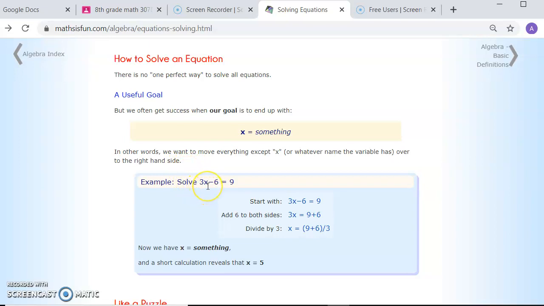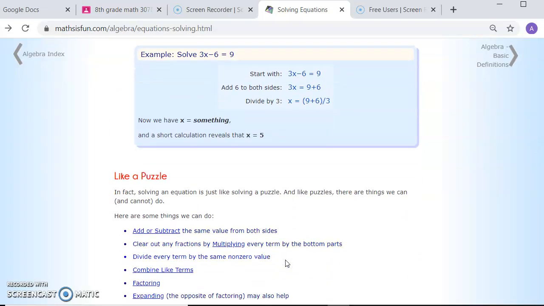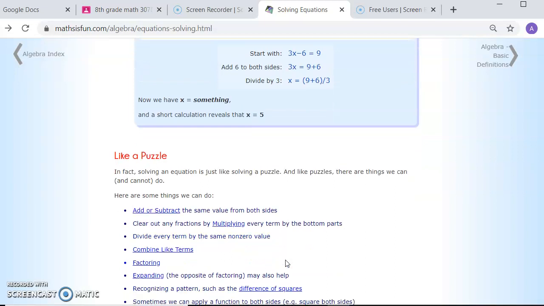Okay, so let's say you have 3x minus 6 equals 9, and we have done many of these problems. You add 6 to both sides, and you end up with 3x equals 9 plus 6. x is now equal to 15 over 3, which is equal to 5. Okay? Solving this type of equation is like solving a puzzle.